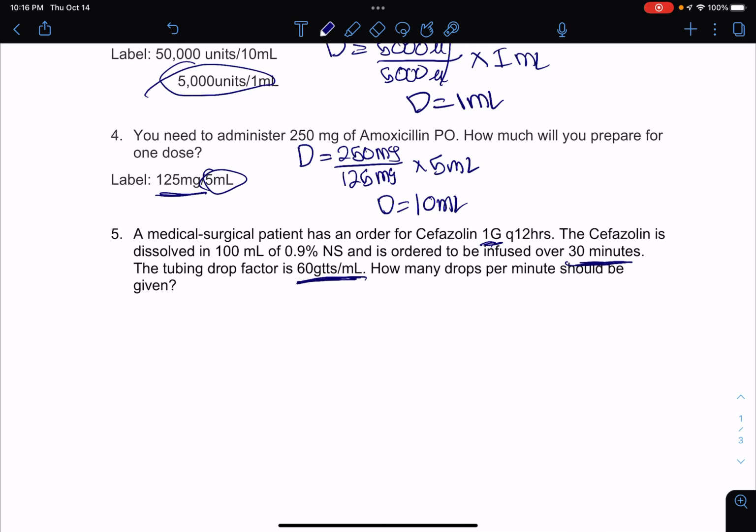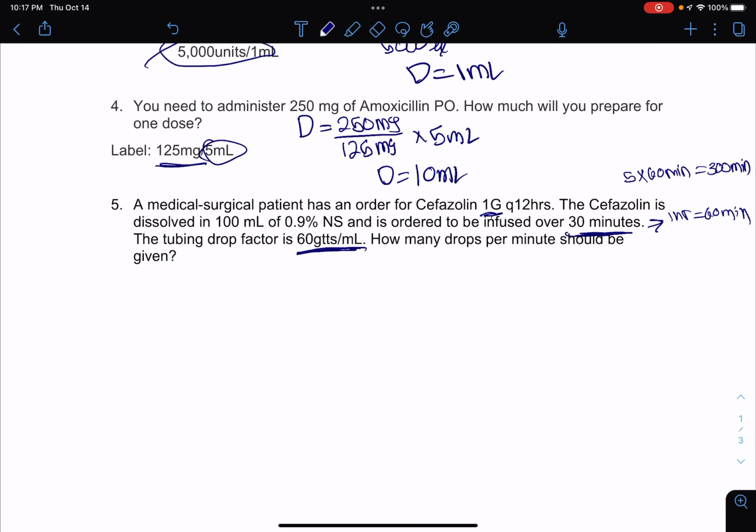Now, if this was to say, let's say, 1 hour, you would need to change that to 60 minutes. Always convert for the drop factors into minutes. So if it gets to be infused over, let's say, 5 hours, you're going to multiply 5 hours times 60 minutes, and that gives you 300 minutes. So that would be kind of the example. So in this case, we wouldn't even need to worry about the 1 gram over 12 hours.